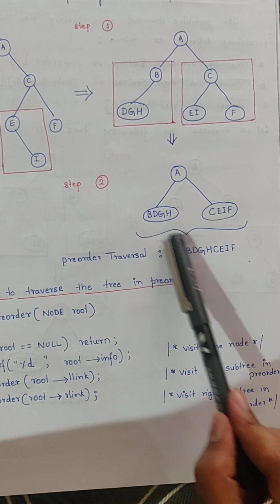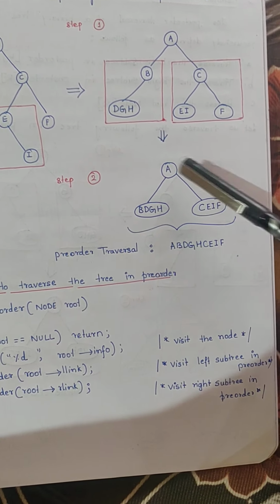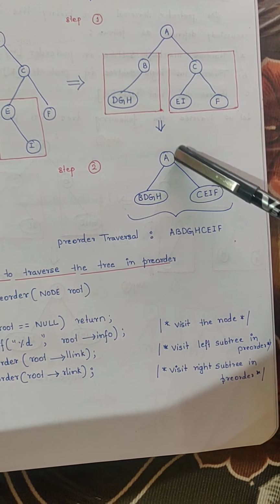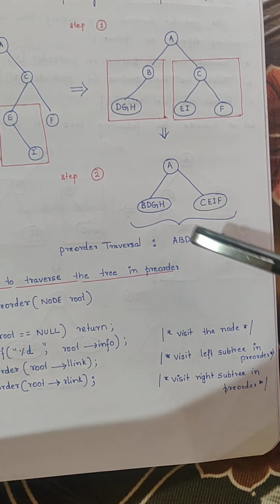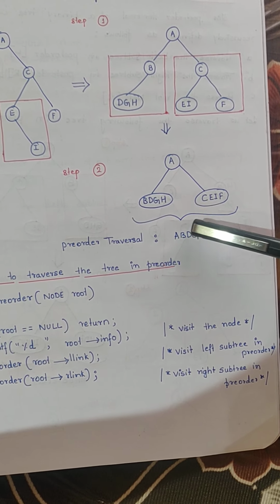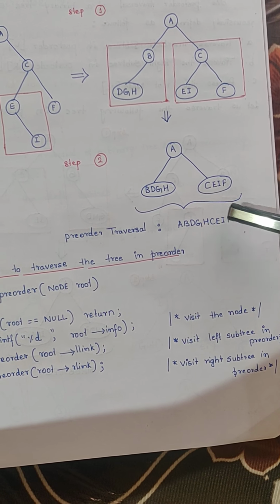So finally you will be left with the one whole tree. Here A will be the root node. As you know, in the pre-order traversal, first you have to represent the root node, that is A. Next you are going through the left subtree, that is B, D, G, H. Then you are going for the right subtree, that is C, E, I, F.